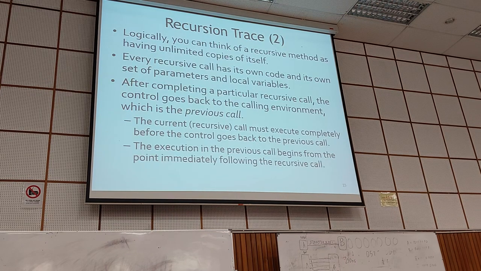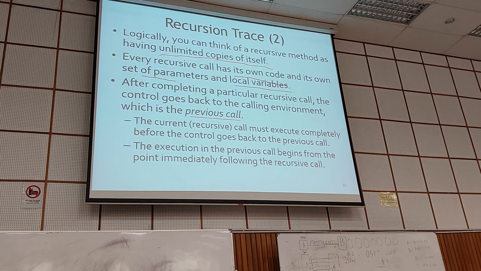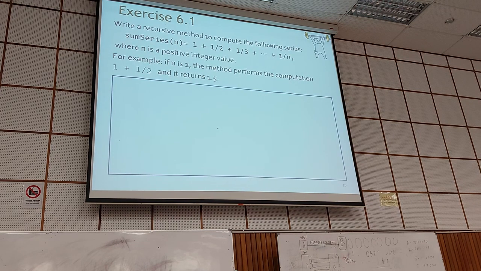Okay? Now you have to think logically here. Here we have the method having unlimited copies of itself. Every recursive call must have its own code, its own set of parameters, and also local variables. And make sure you have an environment where you can go back to the previous call and the next call up. Alright, now let's try this one out.